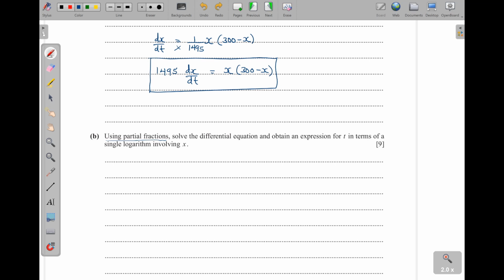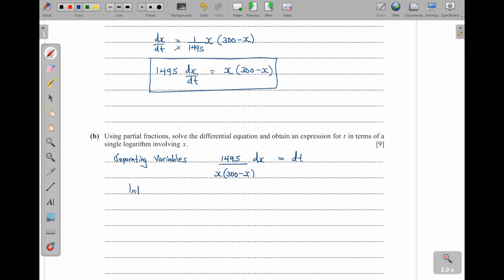Now here we need to separate the variables. We put x on one side and the dt on one side. So, separating variables, we are always using multiplication and division, or cross multiplying. When I cross multiply here, I can shift this one and it comes down here, then take the dt this side. So that means I'm going to have 1495 out of x into 300 minus x of dx, equal to dt.